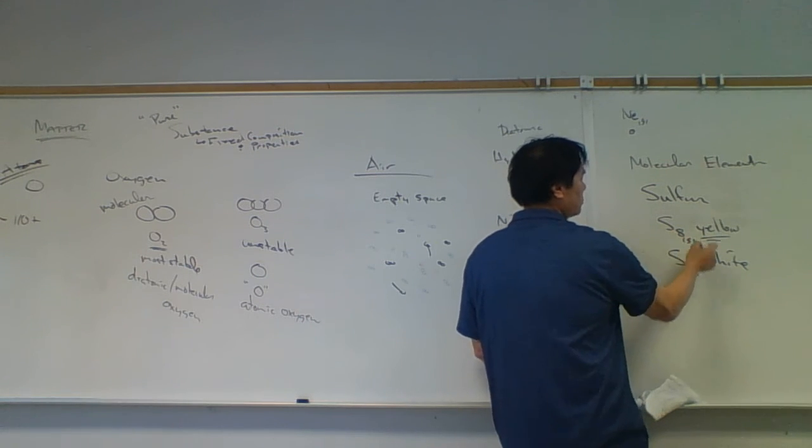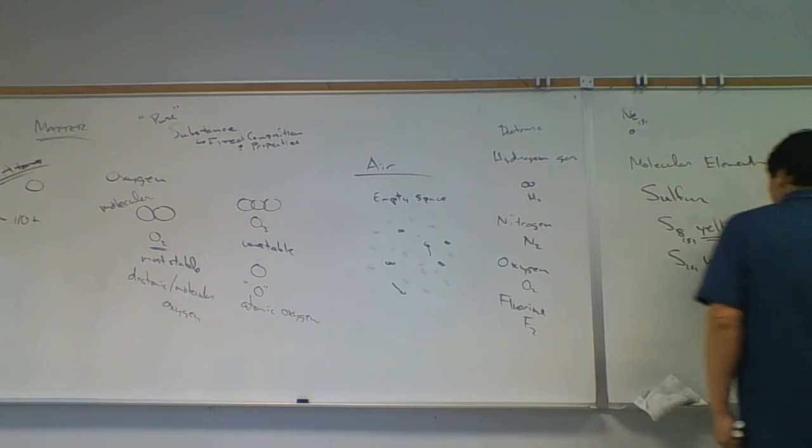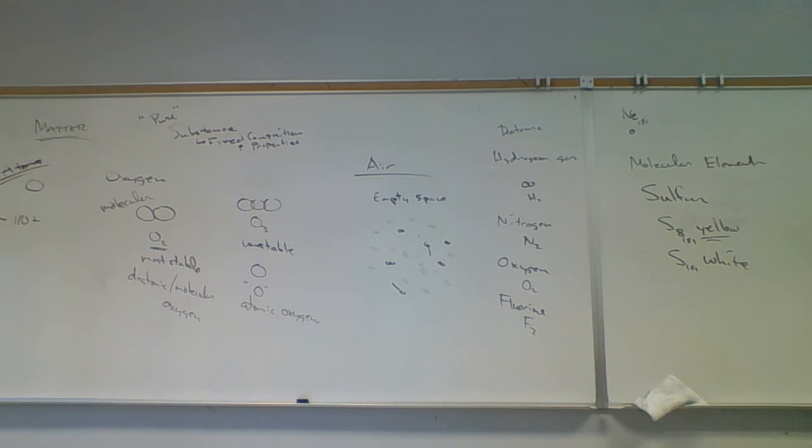These are both solids. Yellow sulfur forms these crown rings. It's just 8 sulfur atoms bonded in a ring structure like this. So we'll just use a line to show how they're connected. Like that.